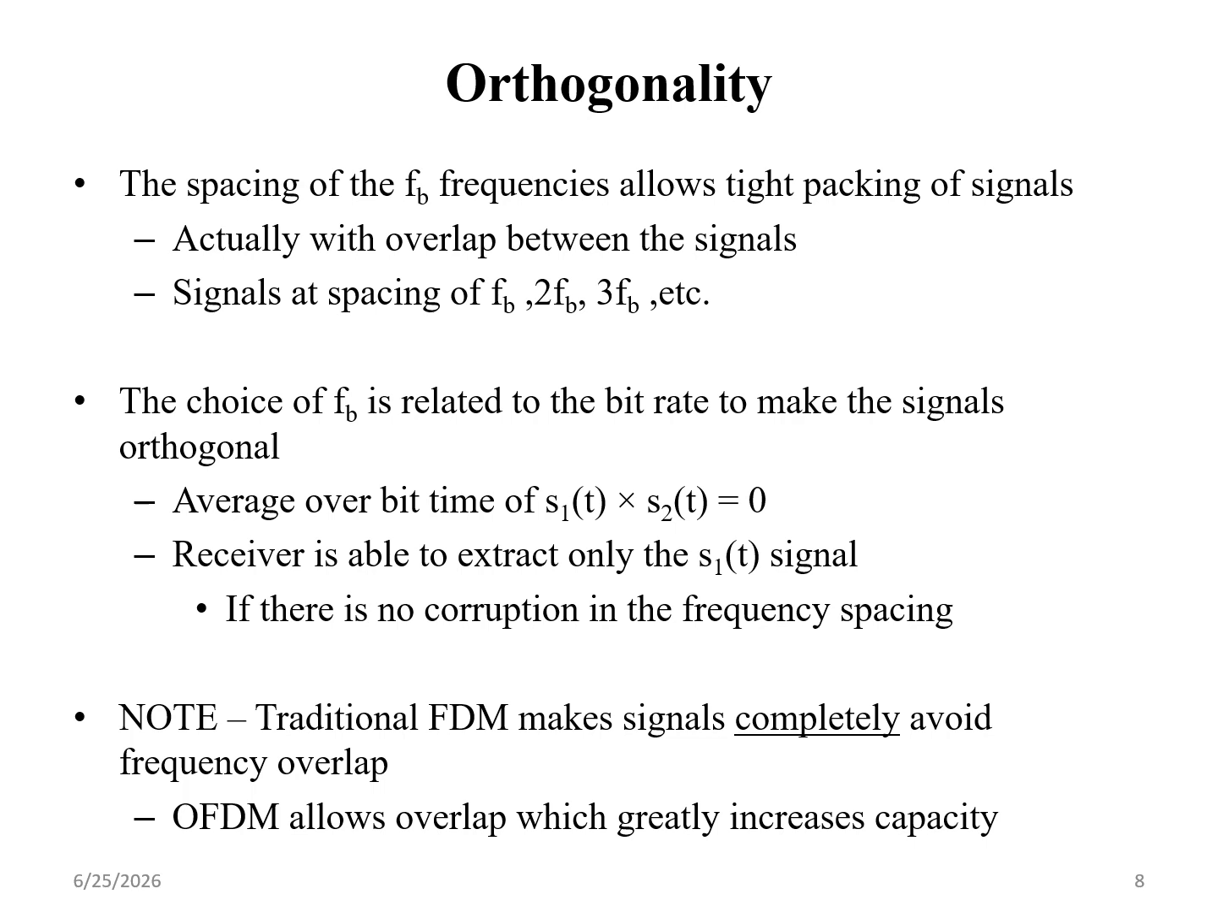The traditional frequency division multiplexing makes signals completely frequency overlap. Right. OFDM allows overlap while greatly increasing capacity. How does it increase capacity? By maintaining the orthogonality between one signal and another signal. That is nothing but orthogonality.